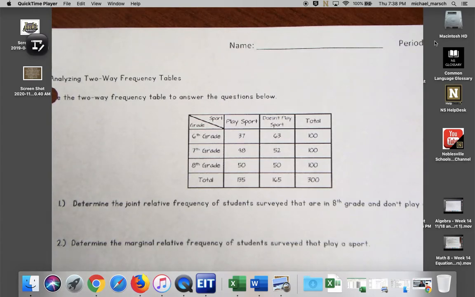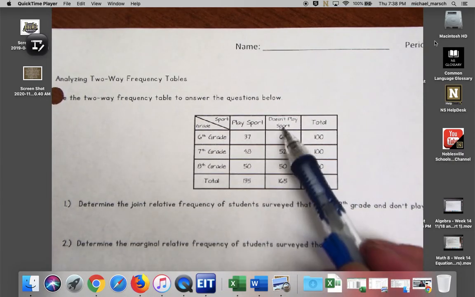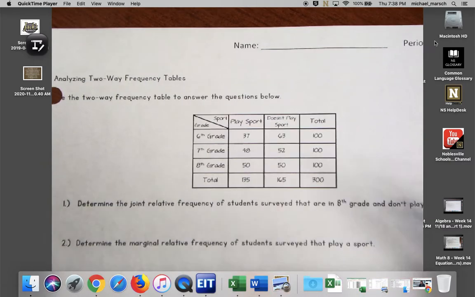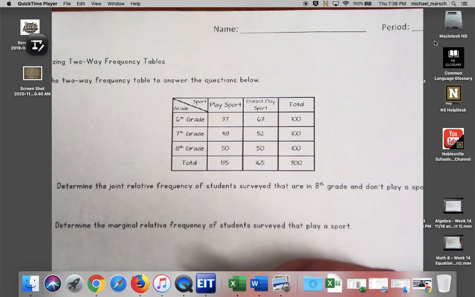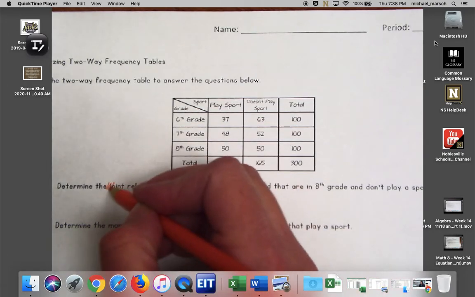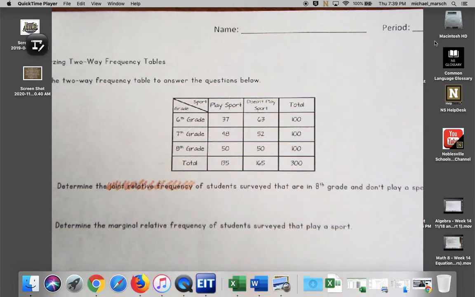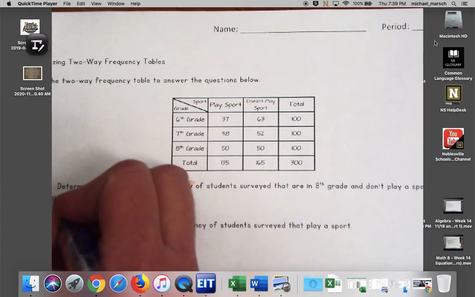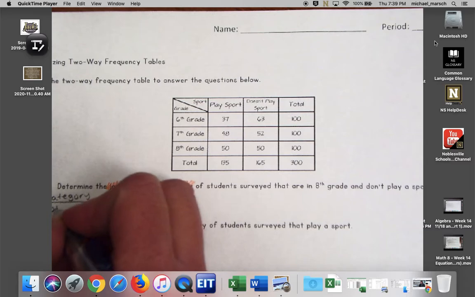Okay, so we've got a 2-way frequency table here. Let's think about what it is: playing a sport, not playing a sport, and grade level. Easy enough. Okay, first thing we're going to do is determine the joint relative frequency. So I used orange for that. So I'm going to stick with my color coding scheme. Of students surveyed that are in 8th grade and don't play a sport. So if you recall, for joint relative frequency, we start out by saying we're going to do category over total surveyed.